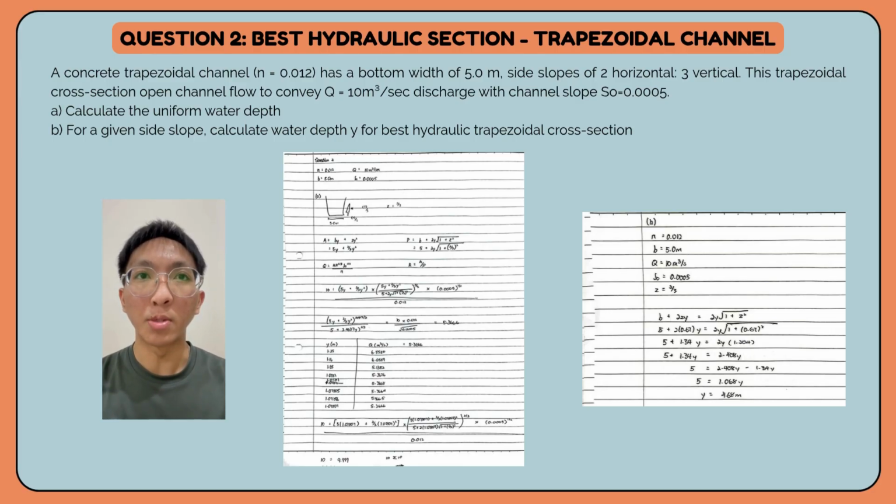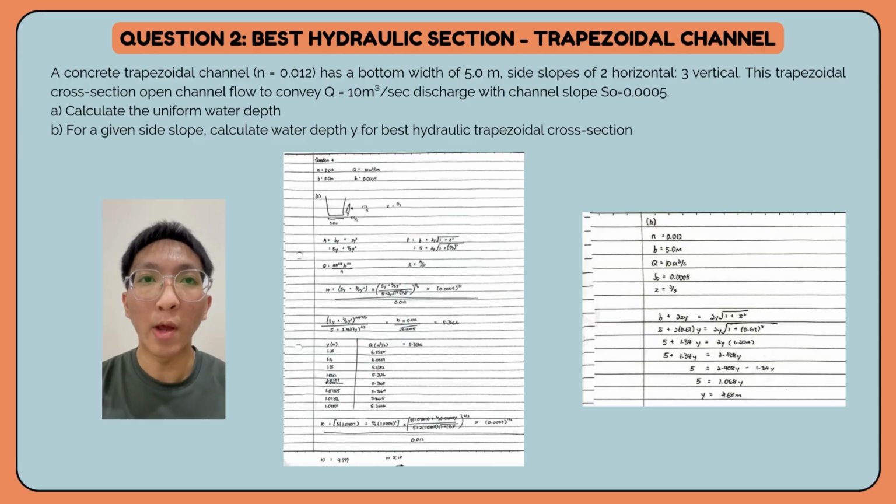Hi, my name is Terence Strong. Now I would like to present question 2, which is the best hydraulic section for a trapezoidal channel. First we list out the important information: n equal to 0.012, width equal to 5 meters, side slope equal to 2 over 3, discharge equal to 10 meter cubed per second, and slope equal to 0.0005. Part A requires us to calculate the uniform water depth, so we draw out the figure.